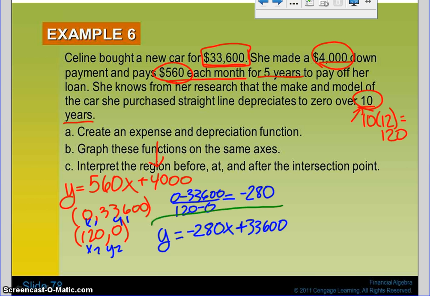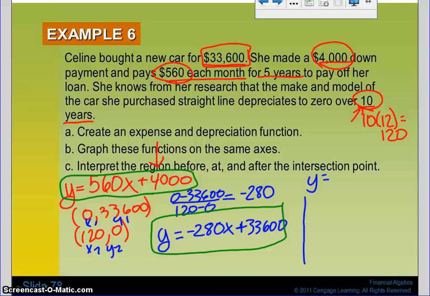So I'm going to go ahead and identify, here is my depreciation equation, here is my expense equation. It says graph the functions on the same axes. I want you to go into your graphing calculator, and where it says y equals, you should have a place to put in both equations. You don't need to put in y equals, it's already there. You're going to put in 560x plus 400, hit enter, go down to the second one, and put negative 280x plus 33,600. And you're going to graph it. And then we're going to interpret the region.